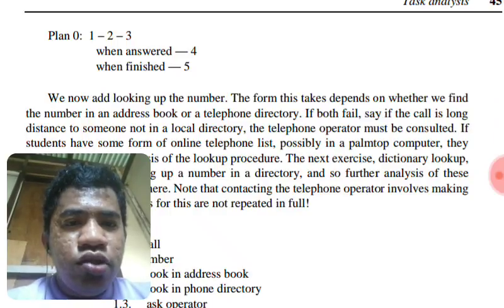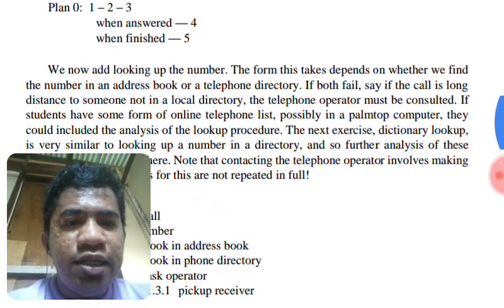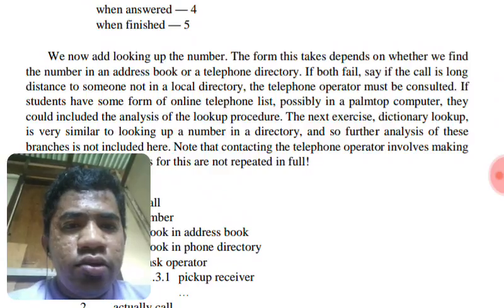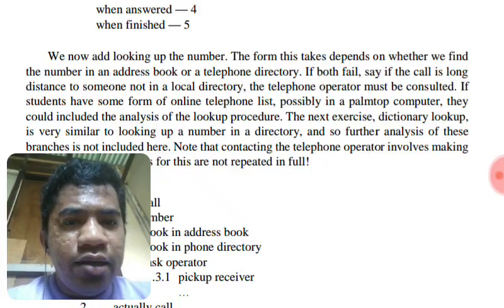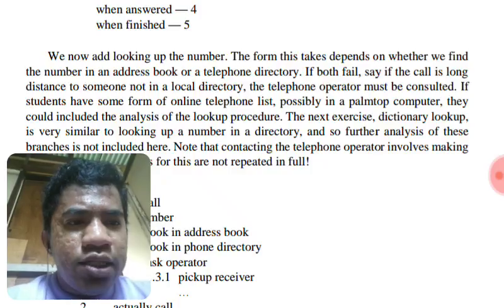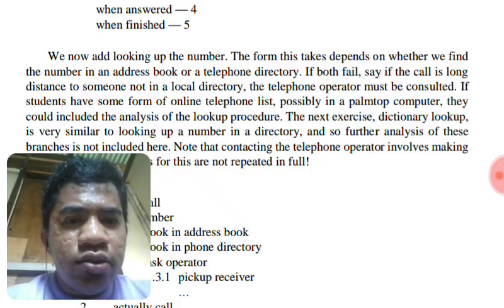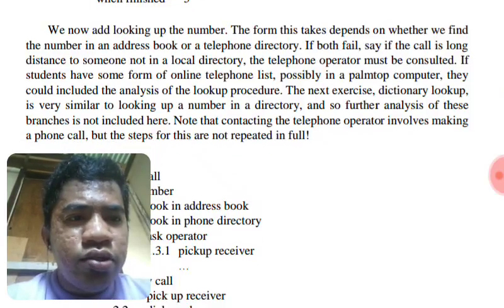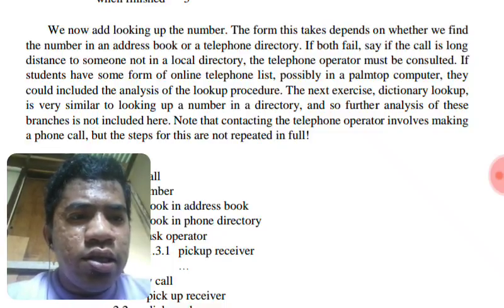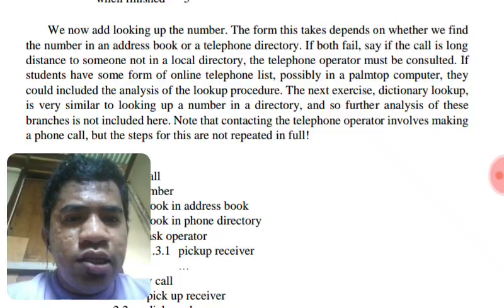Plan 0: 1, 2, 3 when answered, 4 when finished, 5. We note that in looking up the number, the form depends on whether we find the number in the address book or the telephone diary. If both fail, say if the call is long distance to someone not in a local directory, the telephone operator must be consulted. If a student has some form of online telephone list, possibly in a palm-top computer, they could include the analysis of the lookup procedure.